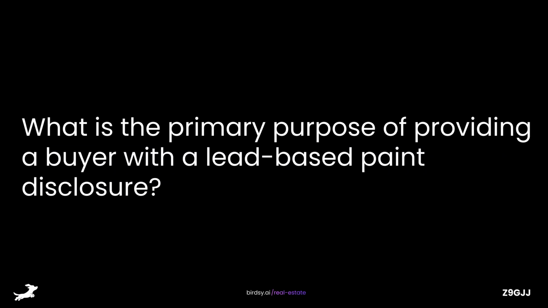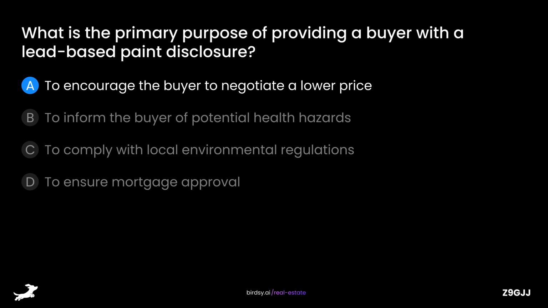What is the primary purpose of providing a buyer with a lead-based paint disclosure? Is it A, to encourage the buyer to negotiate a lower price? B, to inform the buyer of potential health hazards? C, to comply with local environmental regulations? Or D, to ensure mortgage approval? The answer is B, to inform the buyer of potential health hazards.